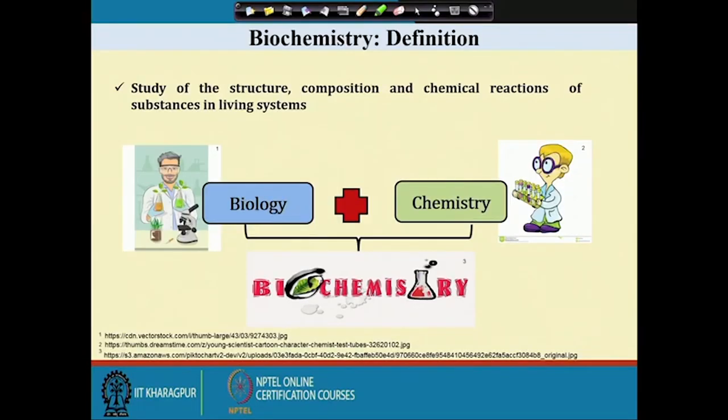So, first I want to tell you what you mean by biochemistry. Biochemistry is the study of the structure, composition and chemical reactions of substances in living systems. That is, how the different components present in the biological system take part in the reactions. That is what biochemistry deals with. So, it is basically a combination of biology and chemistry.